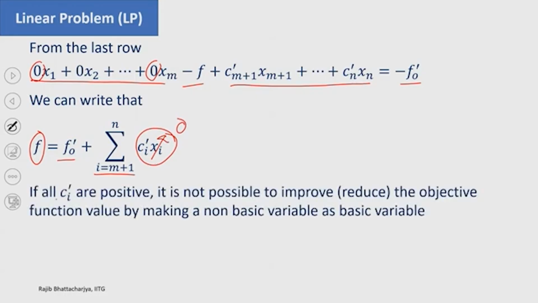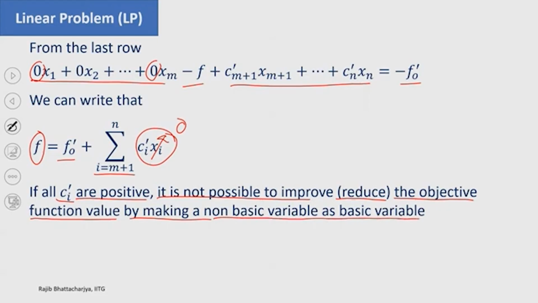Now, if all ci dash are positive, as we explained when we solved the problem in the last class, it is not possible to improve, or we can say reduce, in this case, because this is a minimization problem. So, it is not possible to improve the objective function value by making a non-basic variable a basic variable.